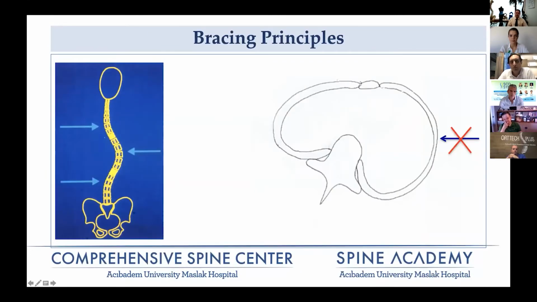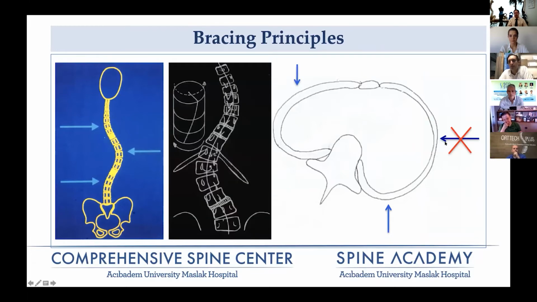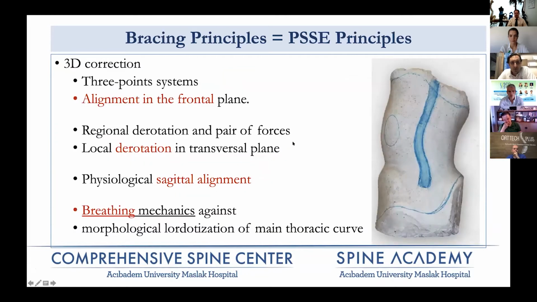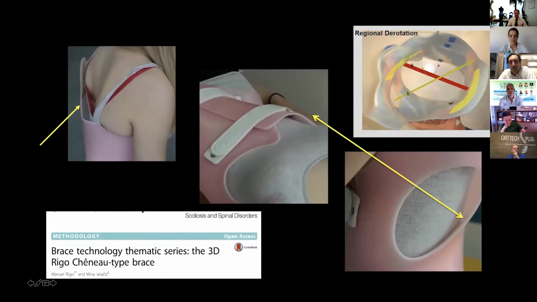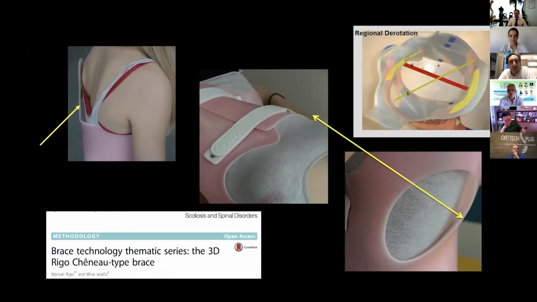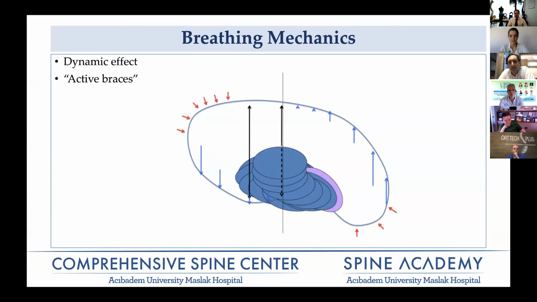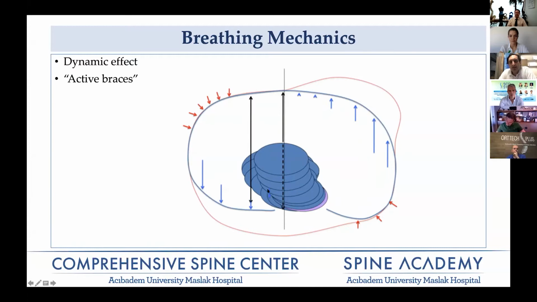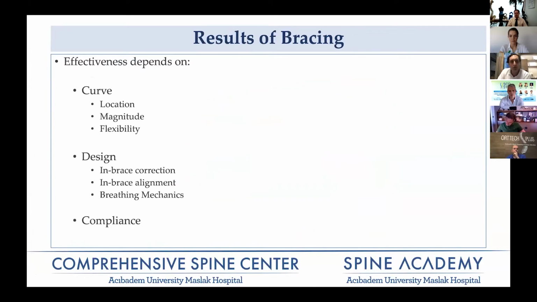And we do not just compress on one side, because this is a triplanar deformity, but we do it in a triplanar fashion. We do a 3D correction, elongation, and we also use the breathing mechanics to get more correction, as seen here in these video examples. If you apply compressive forces on these corners, you get some correction with the brace, but then with the breathing mechanics, you get more correction.